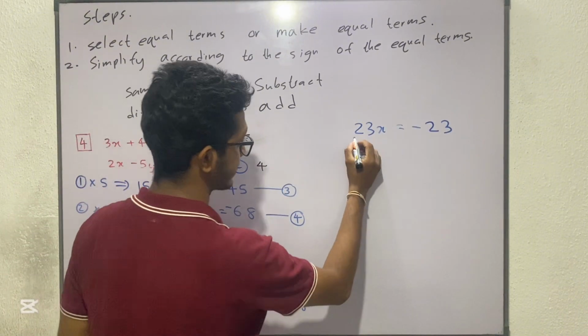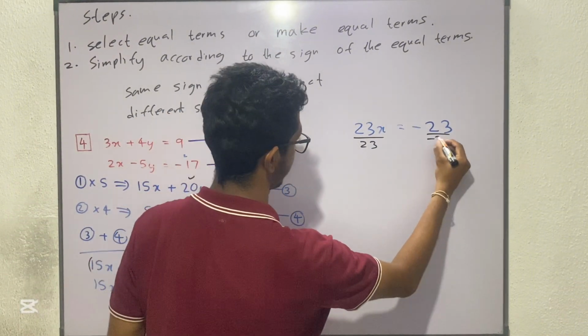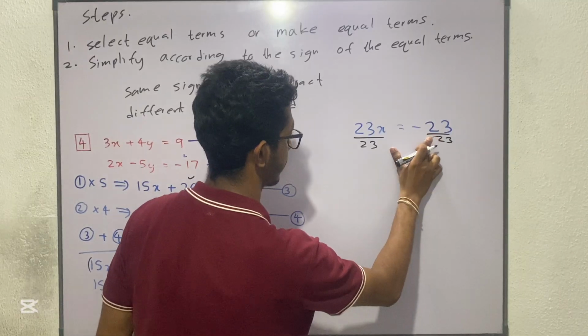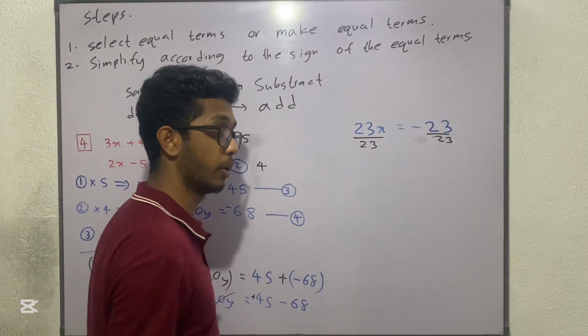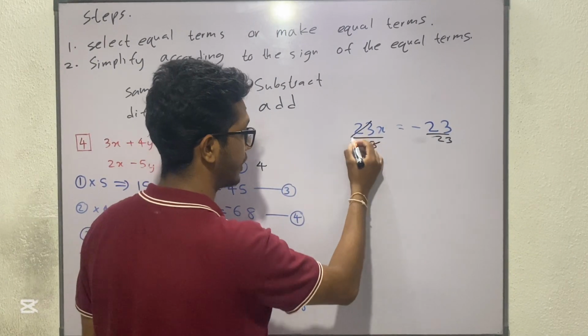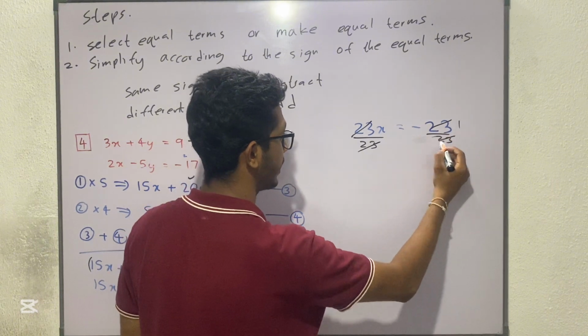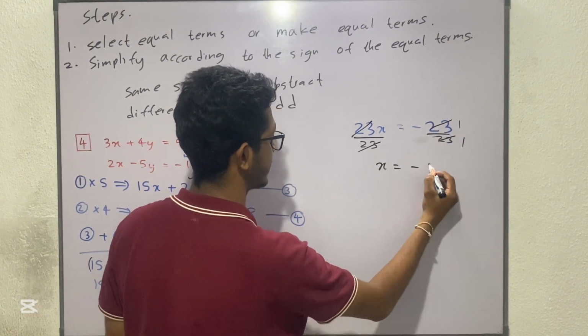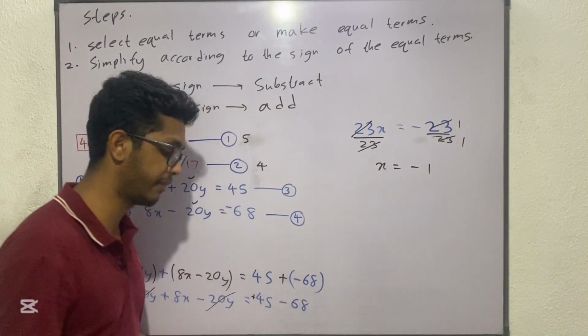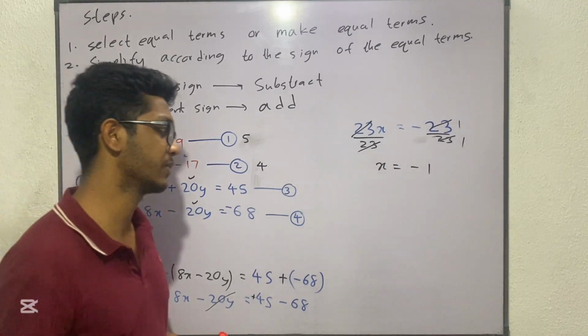Then to find x, I have to divide both sides by 23. Then 23 gets cancelled. 23 times 1, 23 times 1. Then we get the x value. x equals minus 1 divided by 1, which means 1. So x equals minus 1.